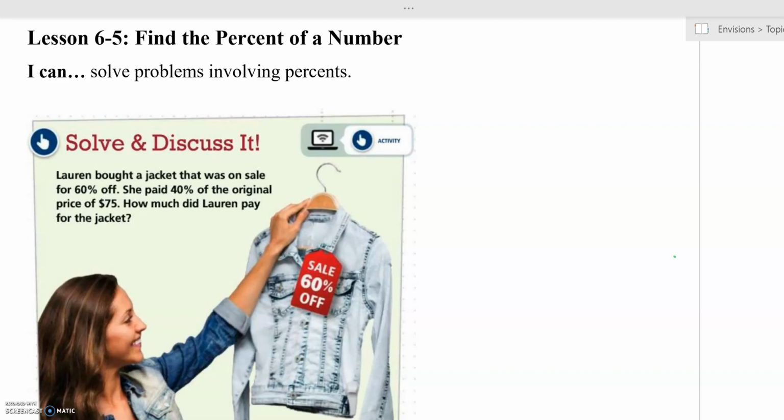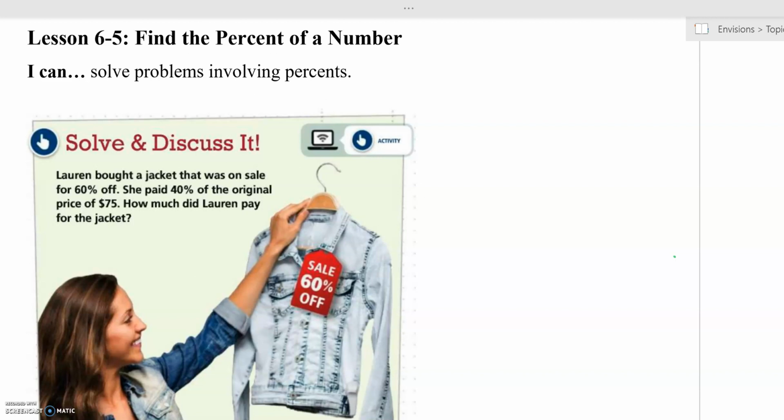So Lauren bought a jacket that was on sale for 60% off. She paid $40 of the original price of $75. How much did Lauren pay for the jacket? So I know that there's several ways to do this, but I want to give you guys the opportunity to try to work out your own way.